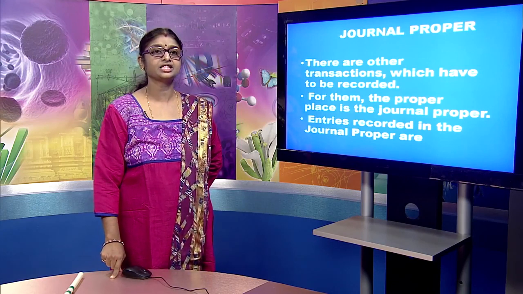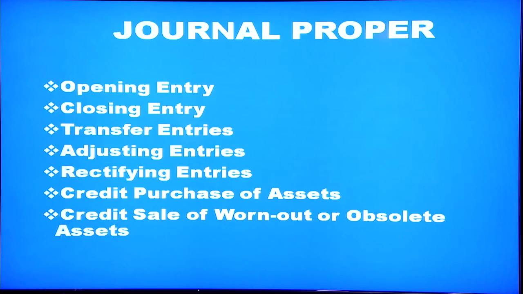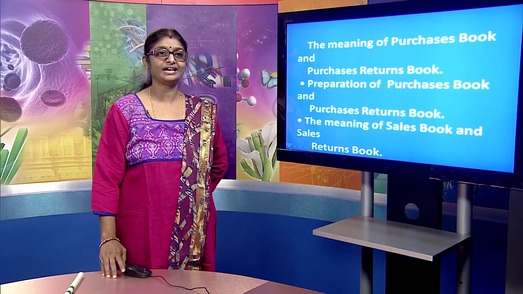There are some other transactions which have to be recorded. For them, the proper place is the journal proper, and entries recorded in the journal proper are opening entry, closing entry, transfer entry, adjustment entry, rectifying entry, credit purchase of assets, credit sale of worn out assets, or credit sale of obsolete asset.